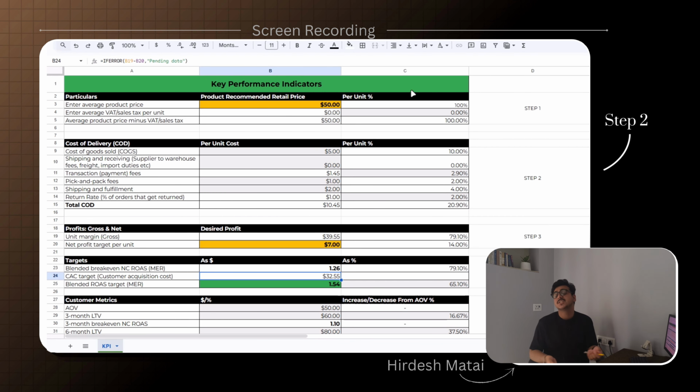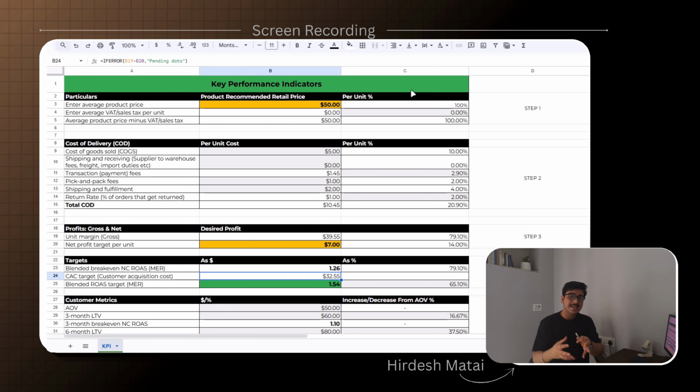Okay, this is step 2. This is where we will calculate your COD, cost of delivery. For the cost of delivery, we need your COGS, basically the cost of creating that whole good or product. This contains your workers cost, raw materials cost. Here it is 10% of the average product price, which is $5.